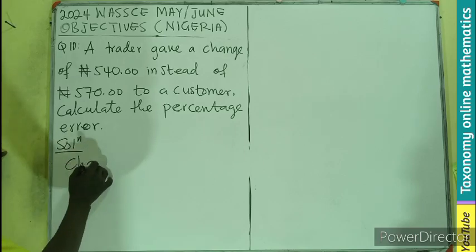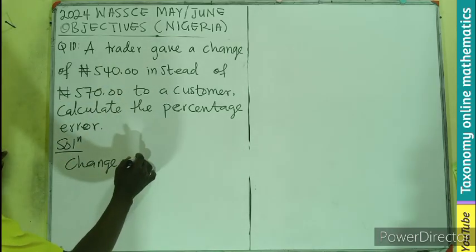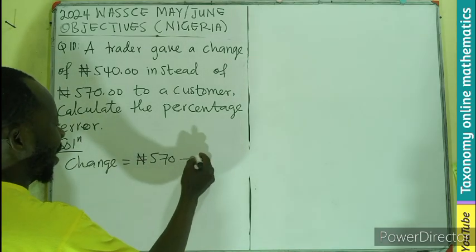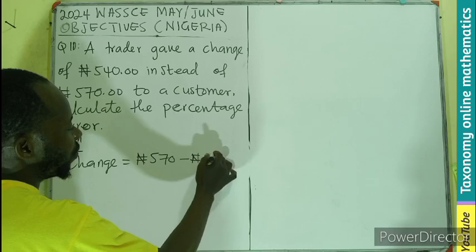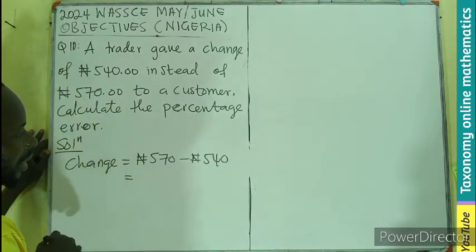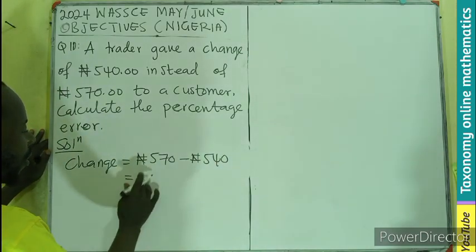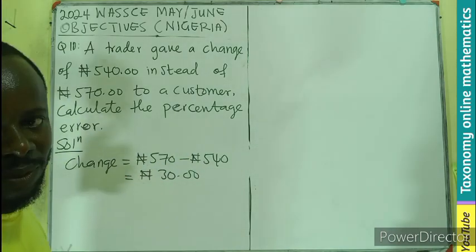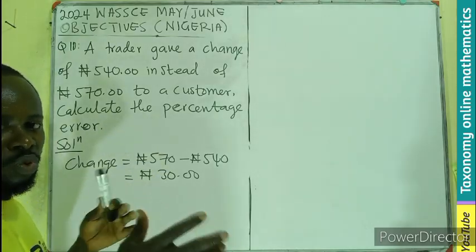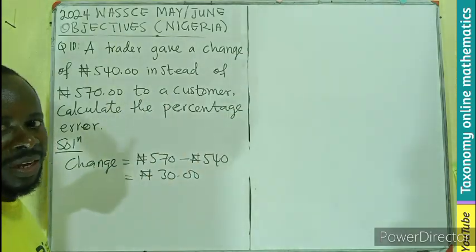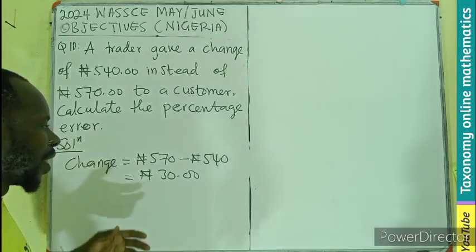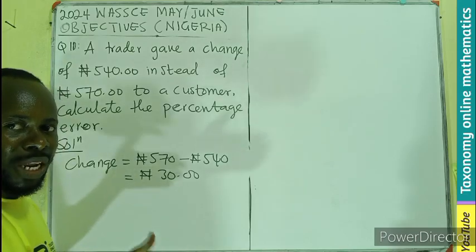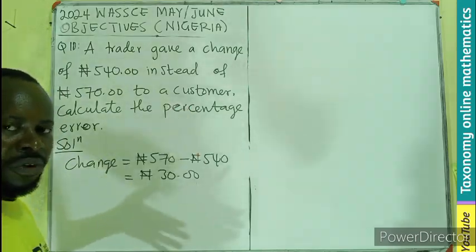Let's just say the change in this amount is going to be 570 minus 540. I think that will be 30, right? So you're going to have 30 naira. So this is the change between what's supposed to be and what the trader gave out. Now, don't forget, for the change we always pick the absolute value. We pick the absolute value of that change.